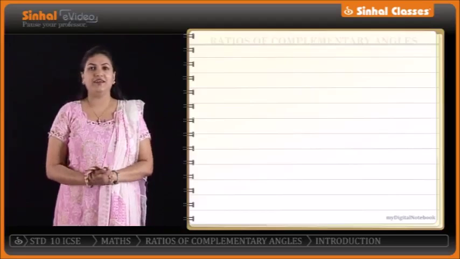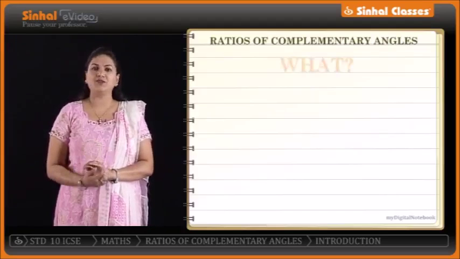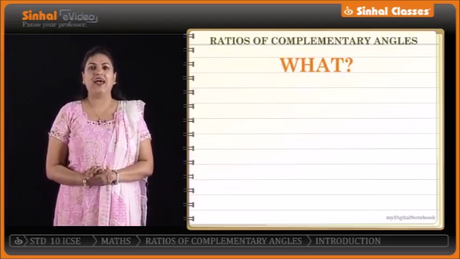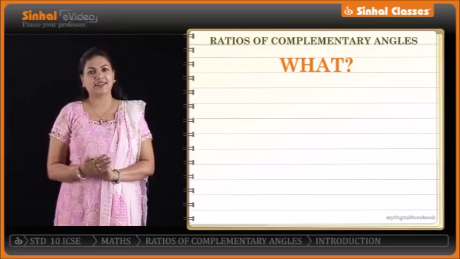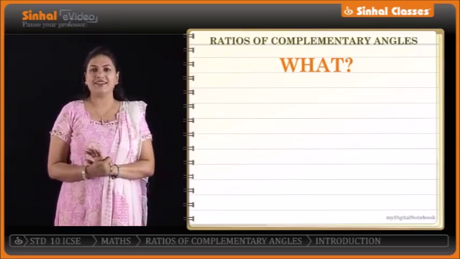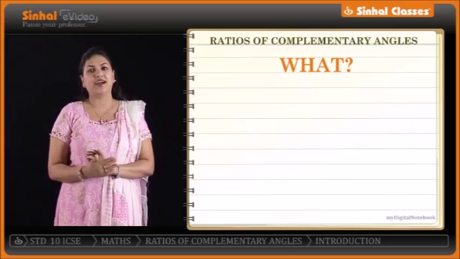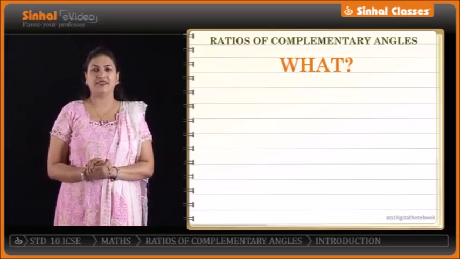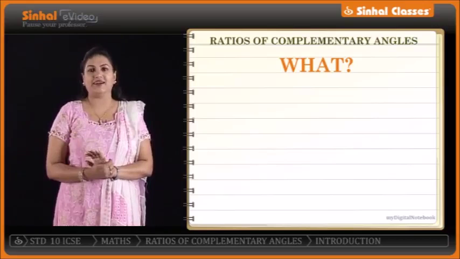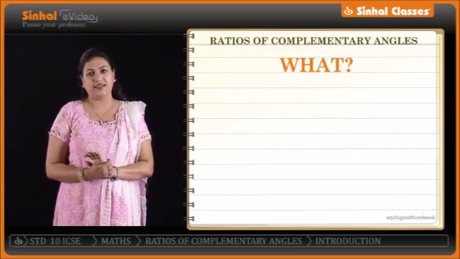Now let's study ratios of complementary angles. What are ratios of complementary angles? As the name suggests, it is the ratio of complementary angles. What are complementary angles? If the sum of two angles is 90 degrees, they are called complementary angles. So if we take the angle theta, then its complement angle will be 90 minus theta.